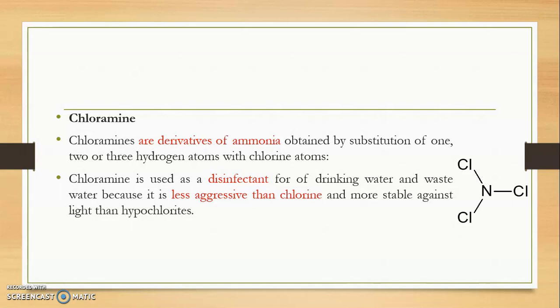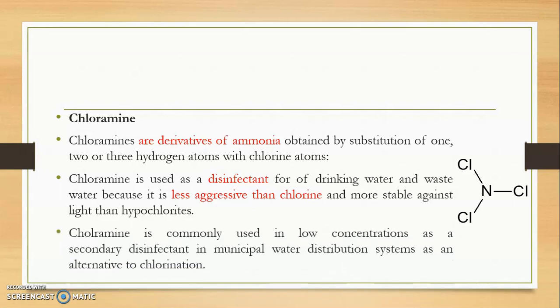Now we know chlorine is most commonly used as a disinfectant, but high concentration use of chlorine will produce certain disadvantages and side effects, and to avoid this chloramine is generally utilized, which is less aggressive as compared to chlorine as well as hypochlorites. Chloramine is commonly used in low concentration as a secondary disinfectant in municipal water distribution systems as an alternative to chlorination.